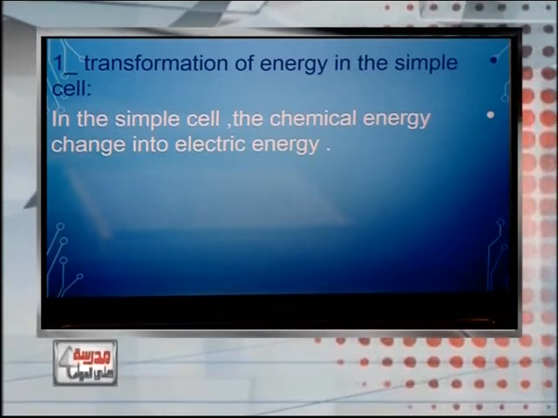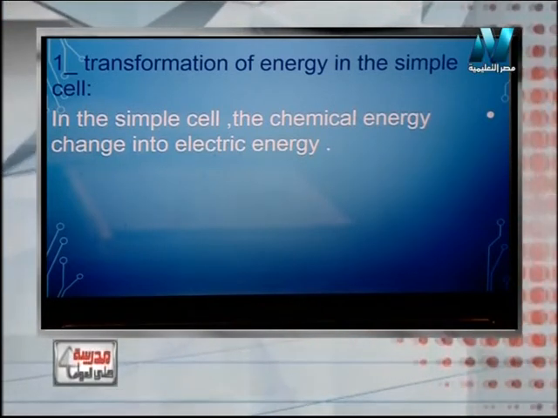In the simple cell, my dear student, the chemical energy changes into electric energy because it consists of two different plates, two different metals, copper and lead, and electrons move from copper to lead. So there is movement of electrons, and a chemical process takes place. It has stored chemical energy, and that chemical energy changes into electric energy. We see this type in car batteries.